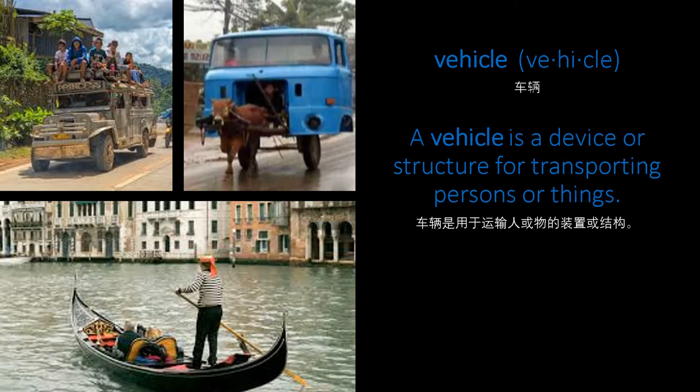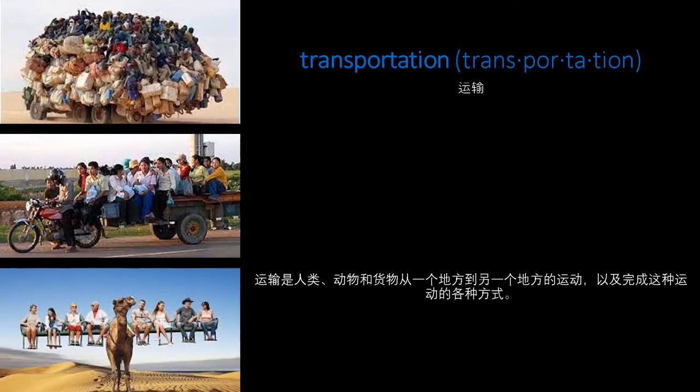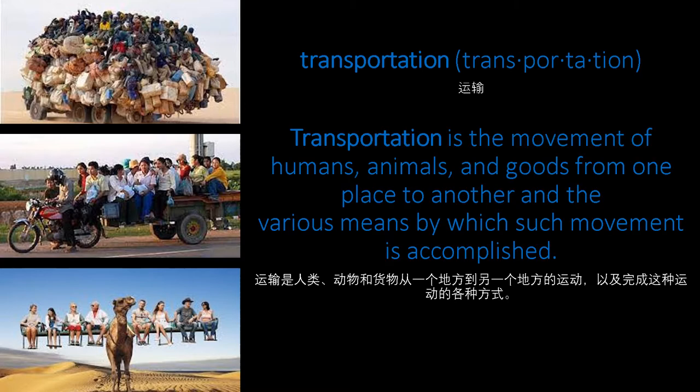Vehicle. A vehicle is a device or structure for transporting persons or things. Transportation. Transportation is the movement of humans, animals, and goods from one place to another, and the various means by which such movement is accomplished.